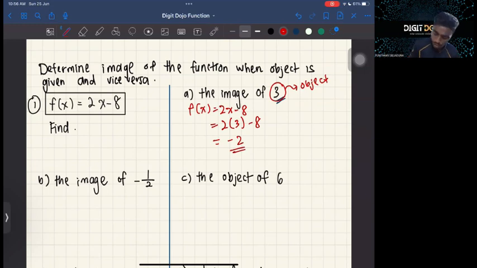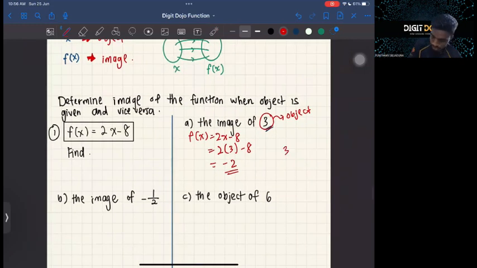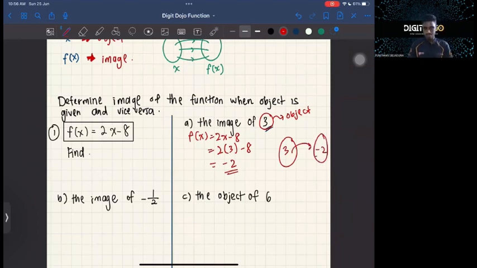It means if the object is 3 here, it will go to negative 2. This is the object, this is the image. Okay, I hope you are all clear.